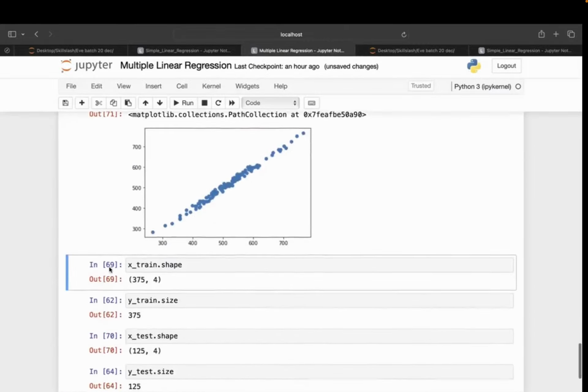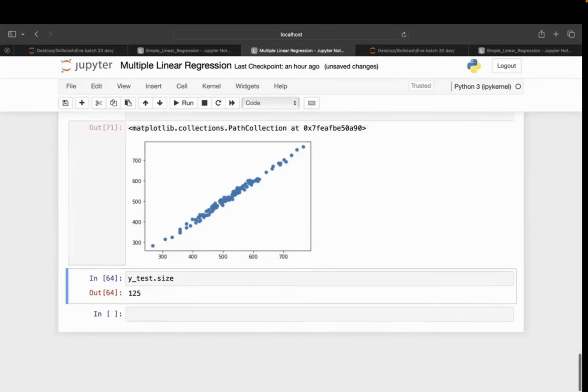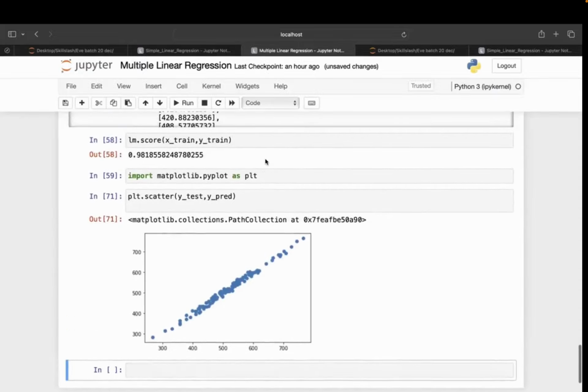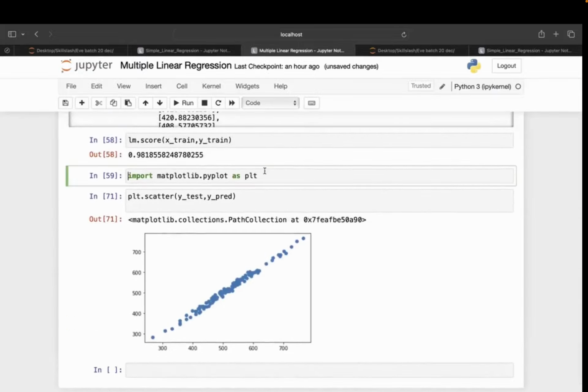Everything is fine. I was writing size. That's what the issue is. Shape is correct. So it is creating a straight line for the testing and the prediction. Simply y-test is my original value and y-pred is my predicted value. If I collide them up, you will see it is creating a line.